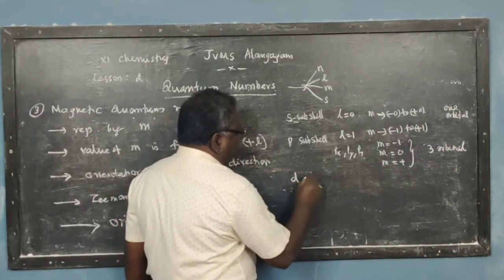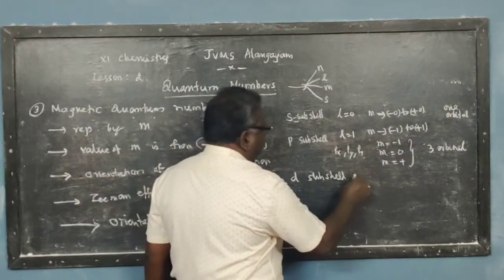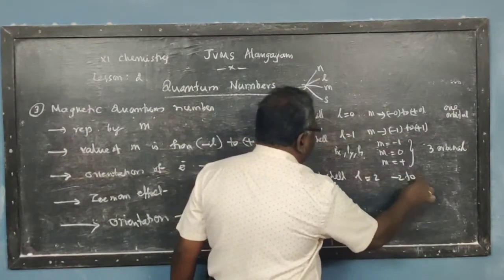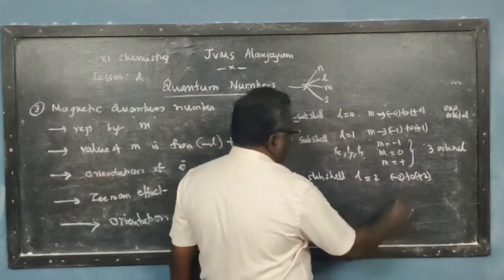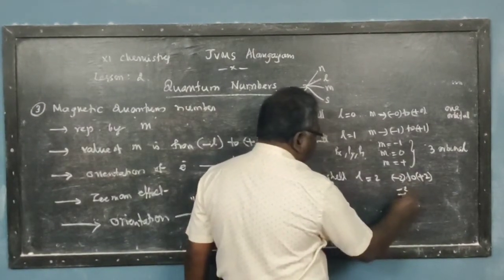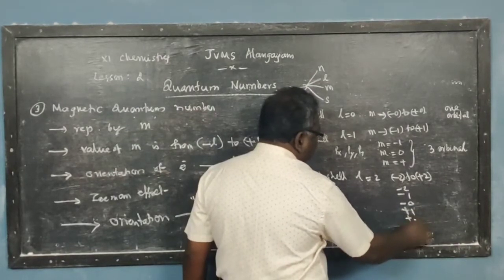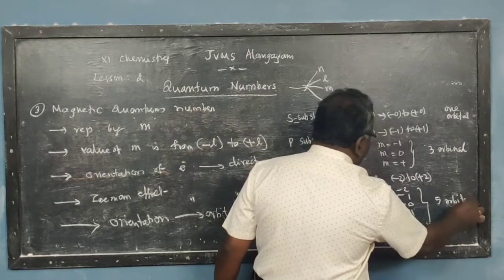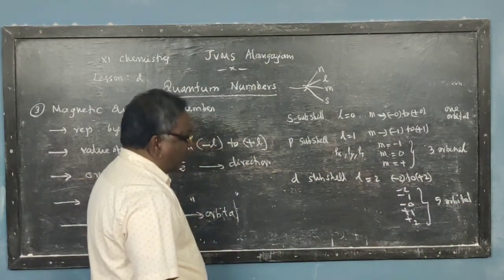If we go to the d subshell, L is equal to 2. So the M value will go from minus 2 to plus 2, right? That means it will have minus 2, minus 1, 0, plus 1, plus 2. Therefore, how many orbitals does it have? 5 orbitals. The d subshell will have 5 orbitals.